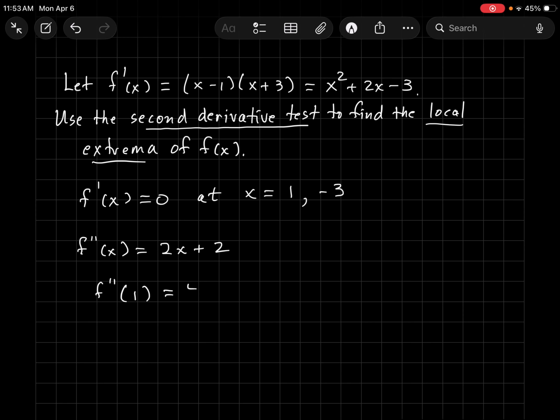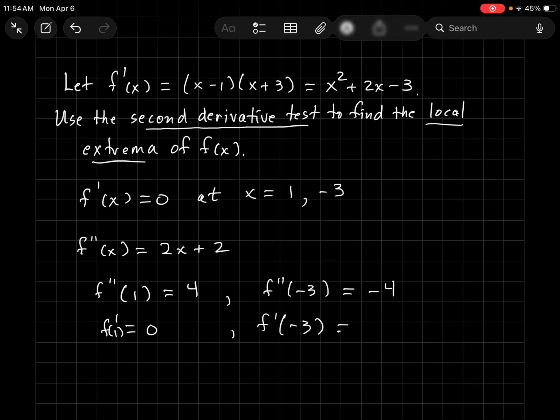So at both of these places, f prime is 0. At the first place, we see that the derivative is 0, but the function is concave up, that is f double prime is positive, so there is a local max. When I said max, I of course meant min.